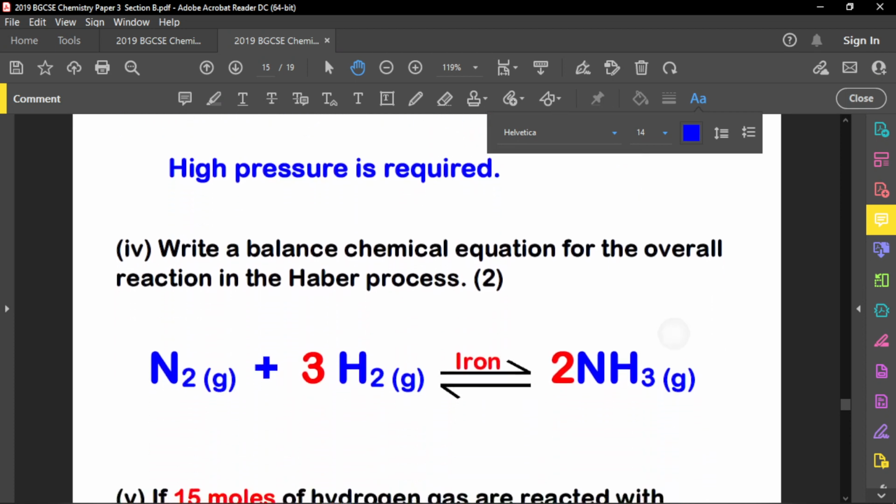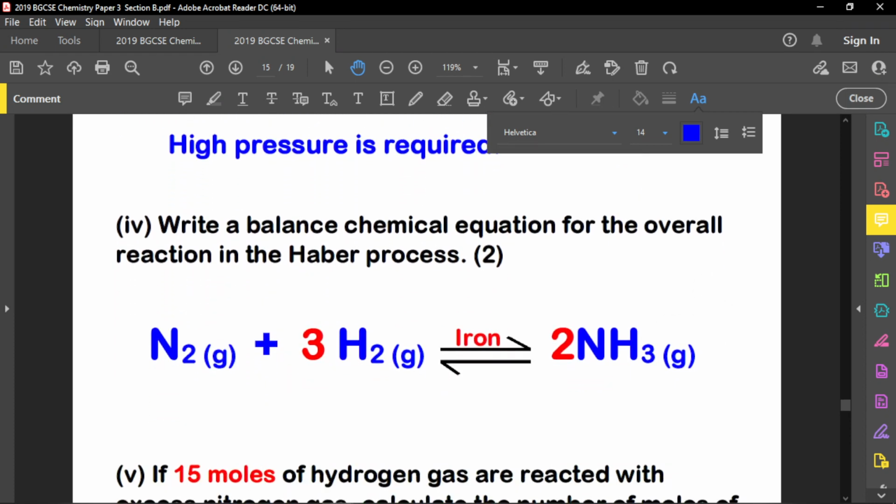Write a balanced chemical equation for the overall reaction in the Haber process, for 2 marks. And so the Haber process uses nitrogen gas coming from the air or the atmosphere, and hydrogen gas coming from natural gas, and with iron as a catalyst you get ammonia. And of course, the reaction is balanced in this way. Notice it is a reversible reaction as well, and these are all gases.